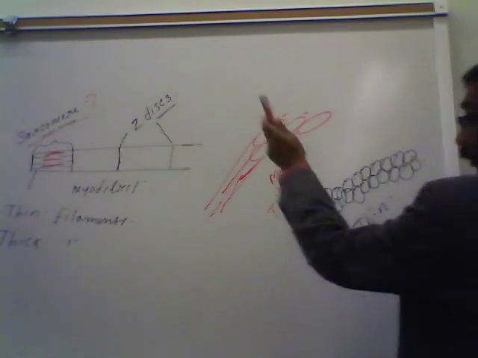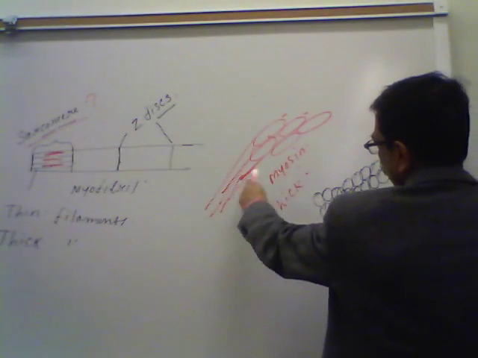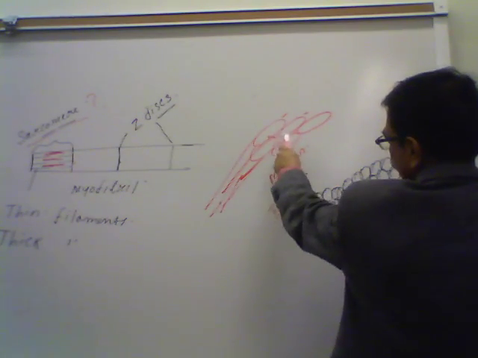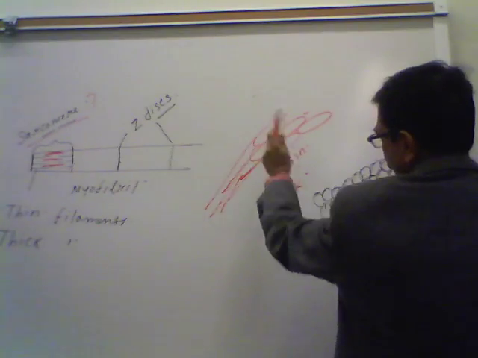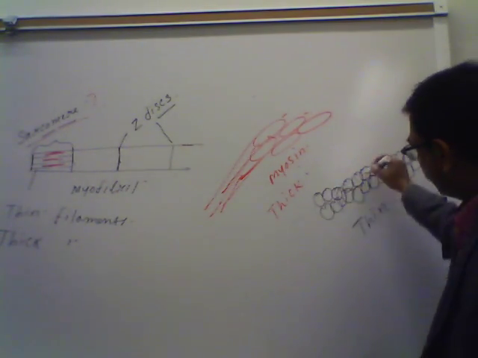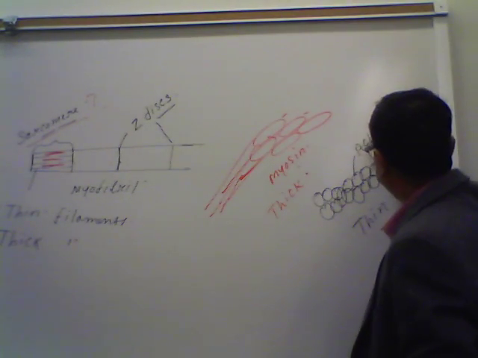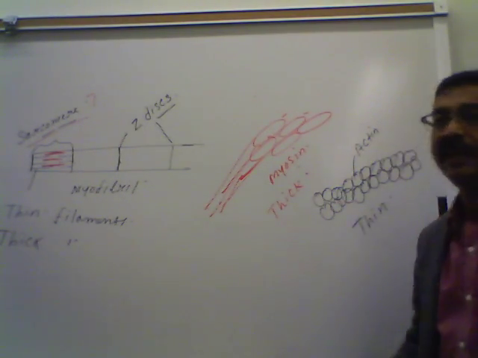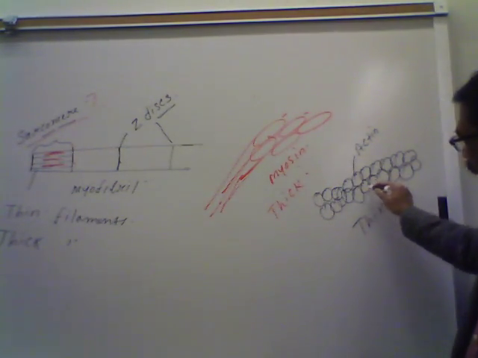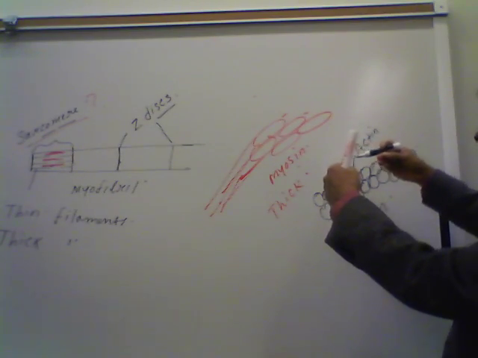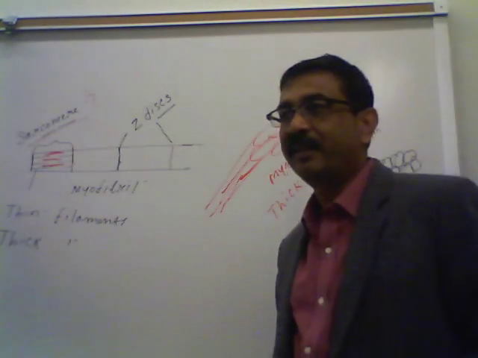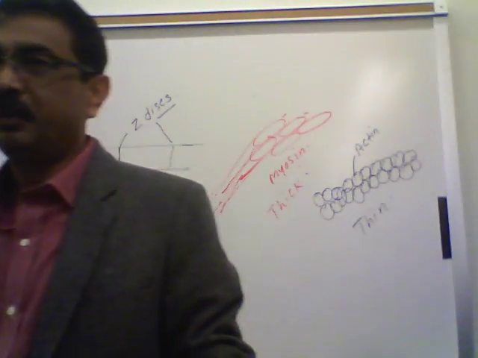So the thick filament again is formed by a bundle of myosin units. These are protein units, and myosin looks like a golf club. The thin filament is formed by actins. Actin looks like a ball, and many actin molecules join together to form a double chain structure, two chains, and that is the thin filament.